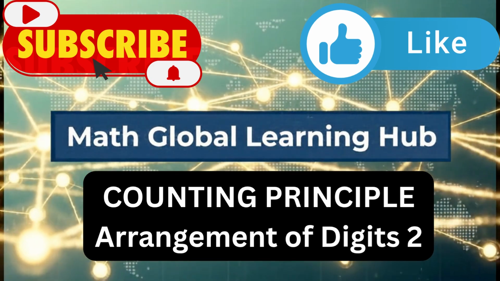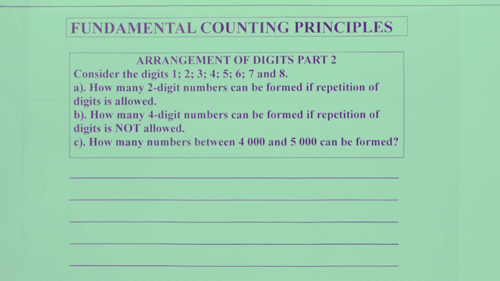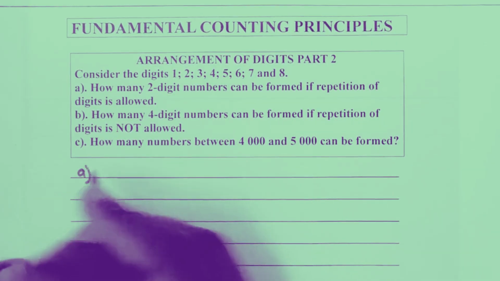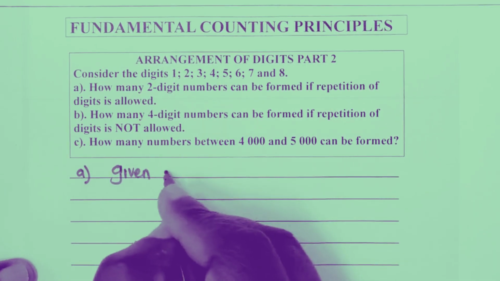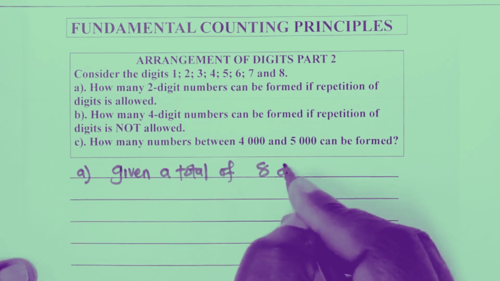This is Mr. T presenting a lesson on counting principle. Digits 1, 2, 3, 4, 5, 6, 7, and 8. A. How many two-digit numbers can be formed if repetition of digits is allowed? I'm going to start here by writing A. We are given a total of 8 digits.